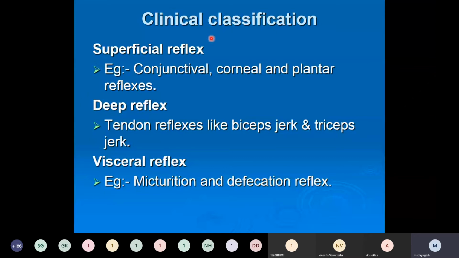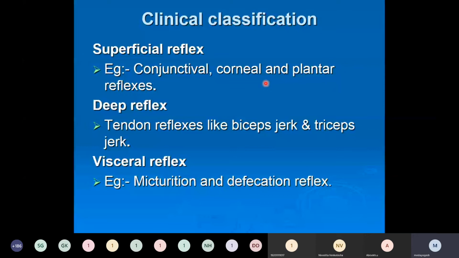Okay, so in the clinical classification, you have the superficial reflex, the deep reflex and the visceral reflex. Examples of superficial reflex are the conjunctival reflex, corneal reflex and plantar reflex. If you were here, reflexes is one of your practicals where you will be doing all these things. In the conjunctival reflex, you take a cotton, make a small wisp and touch the conjunctiva, and the immediate response is that your eyelids blink close. So that is the conjunctival reflex.